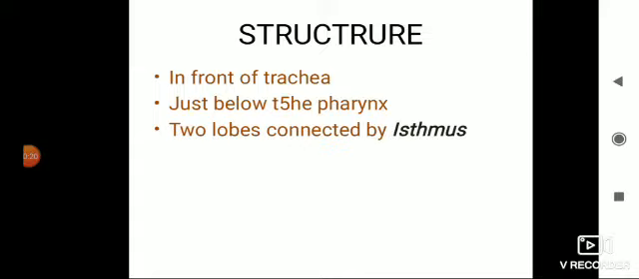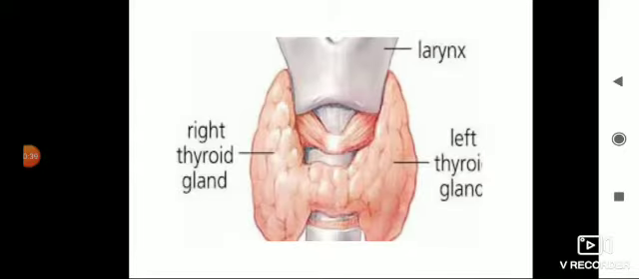Let us study the structure of the thyroid gland. It is present in front of the neck, in front of the trachea, just below the Adam's apple or sound box. The two lobes are connected by the isthmus. See in the picture, larynx is the word. Larynx means the Adam's apple or sound box. Here is the right thyroid gland and left thyroid gland. They are joined by the middle portion or the bridge called the isthmus.